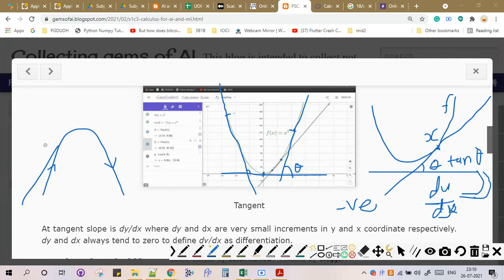That means your dy by dx differentiation is positive here. Here it is also positive, here also positive, here it would be 0, then it will be negative all here, right? So this differentiation, the first differentiation, has a really nice property, correct? When the function is increasing, it would be positive. At optima or saddle point, it would be 0. And if the function is decreasing, the first differentiation would be negative, right?